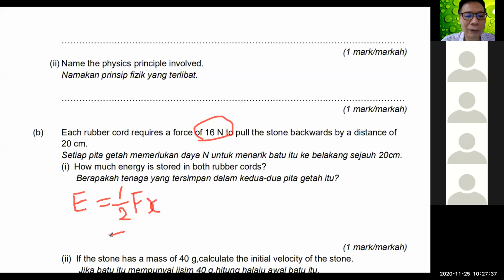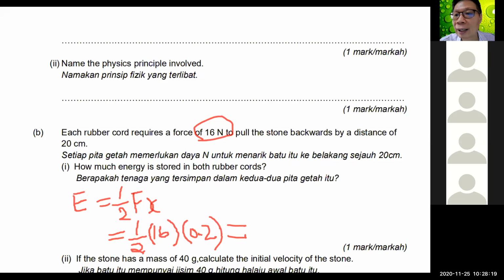Science students always make mistakes. That's why I say quiet first. The extension must change to meter. Force is 16 Newton, right? x is 20 cm, you cannot put 20 cm. You must change to meter, so it's 0.2 meter. And now, what is the answer? Remember, don't make this mistake anymore. So what is the answer?